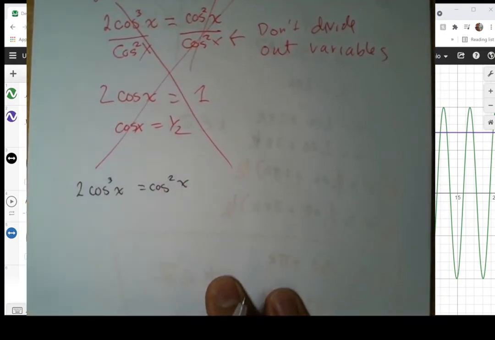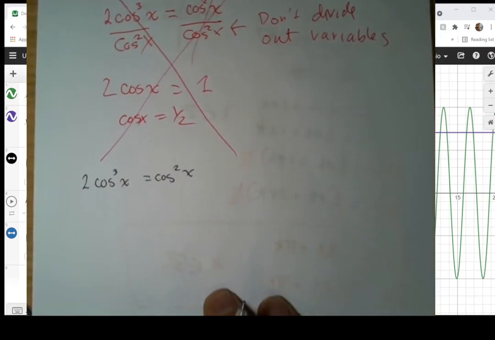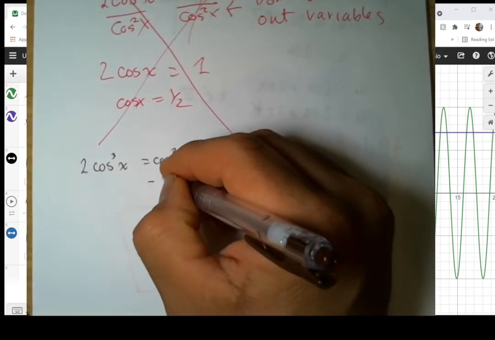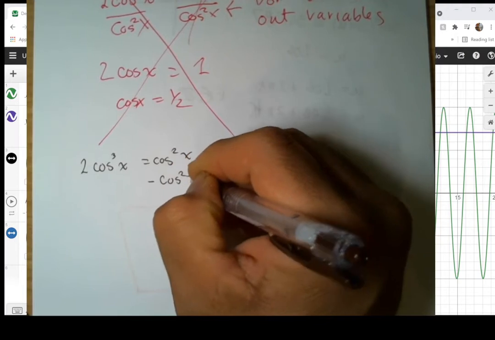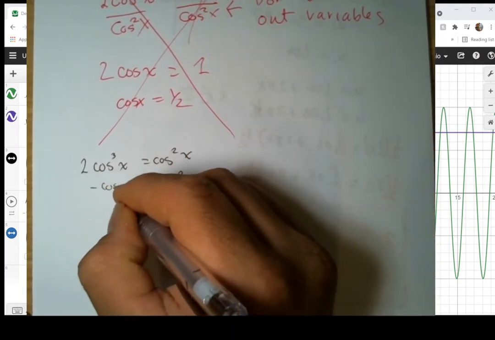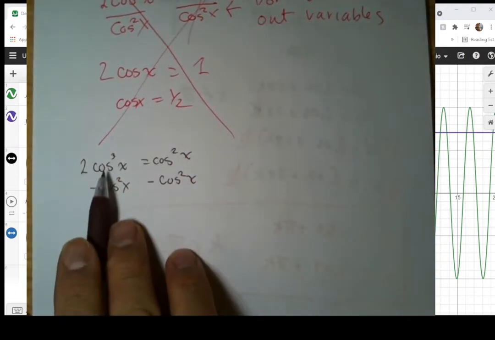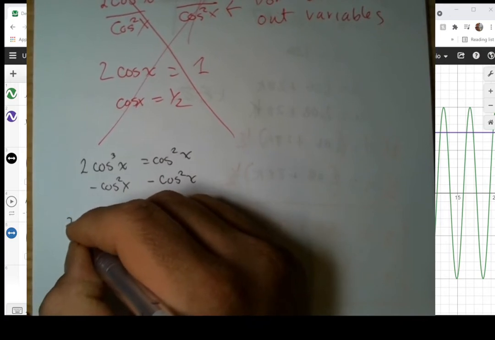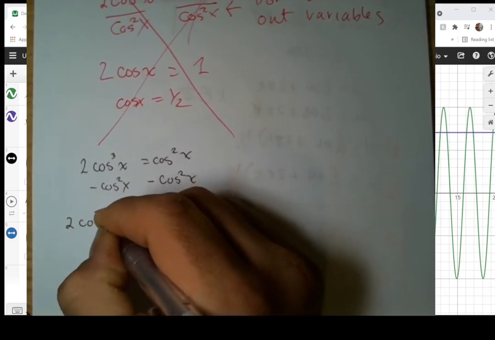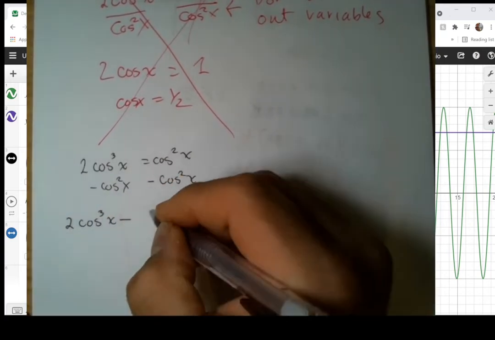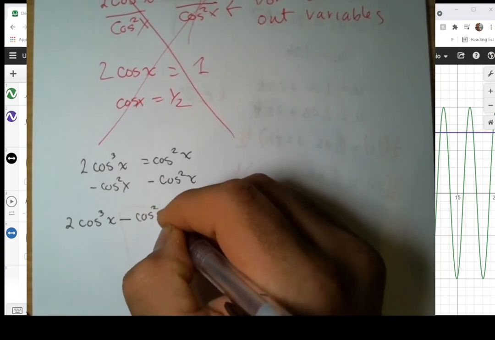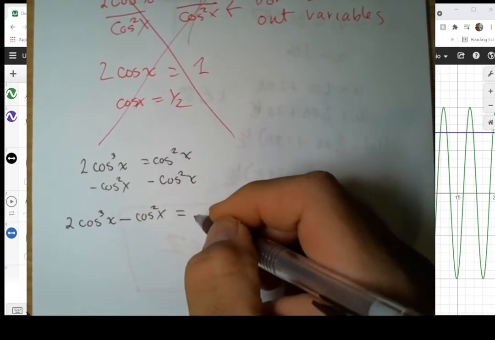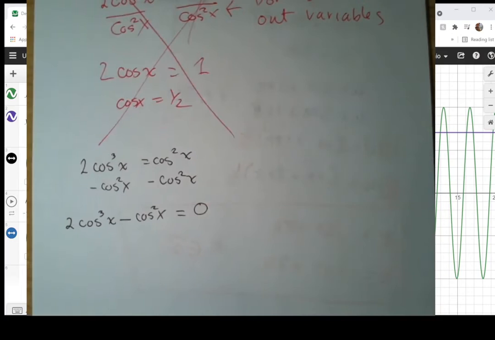is you want to factor, right? You want to set equal to 0 and factor. So I'm going to subtract cosine squared x from both sides. These are not like terms, so I'm just going to rewrite this, and then cosine squared x minus cosine squared x gives me 0.